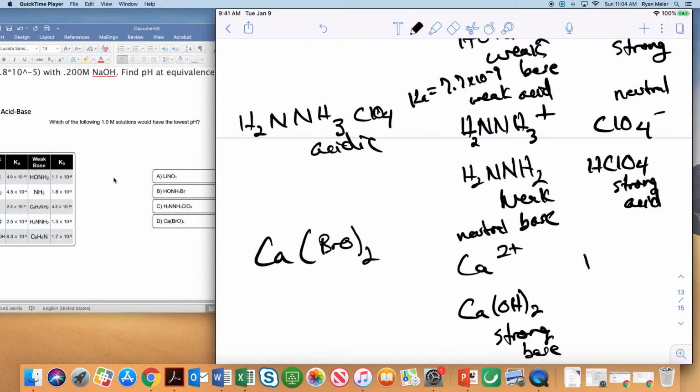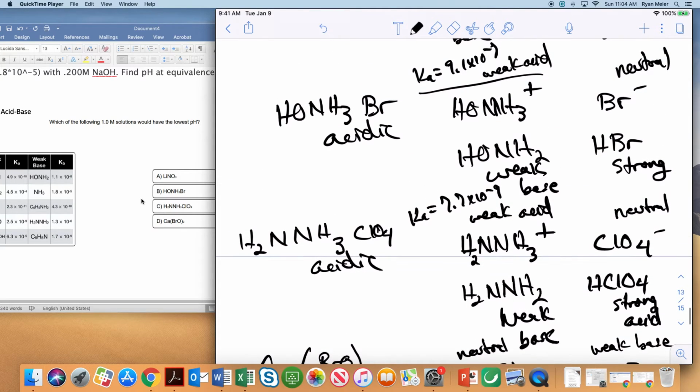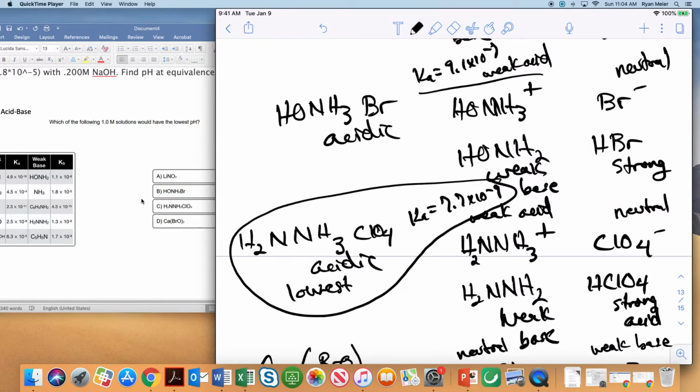I can look at my anion, which is going to be BrO minus. Its conjugate acid is going to be HBrO, which is a weak acid, which makes BrO minus a weak base. So this whole salt is actually basic, which means it will definitely not have the lowest pH. Having gone through all four of those, the one that should have the lowest pH is the one that's acidic with the biggest Ka value for that cation, which is going to be this H2NNH3.